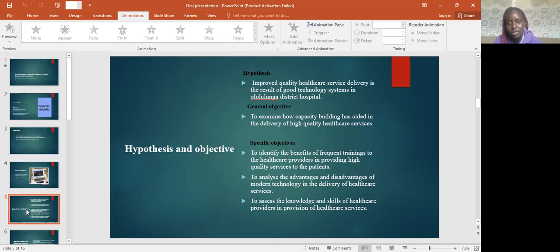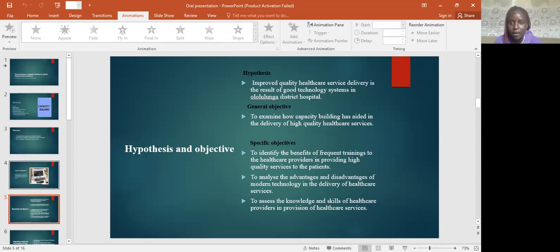The next one is to analyze the advantages and the disadvantages of modern technology in the delivery of healthcare services. So we are going to look at the two sides, the advantages and the disadvantages. There is no system which has only advantages. We have to base on whether a machine has more advantages or more disadvantages. We are going to look at that so that we can see the kind of machine which can offer more advantages compared to the disadvantages.